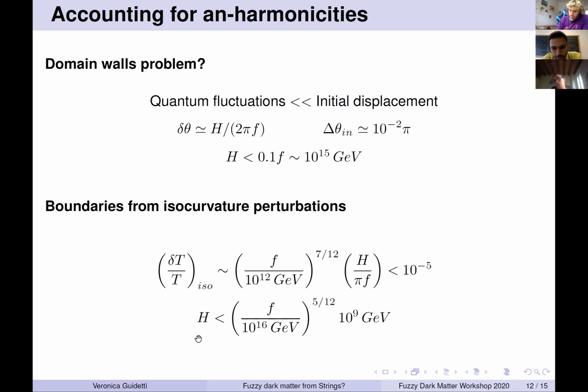Then, of course, maybe you do not have any kinds of problem with domain walls, but in principle, anyway, you should be able to explain why such a value has to be chosen in order to reproduce your fuzzy dark matter model in this context. So my conclusions are the following.